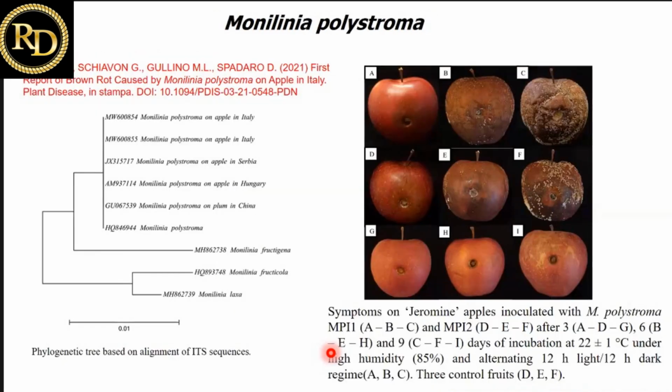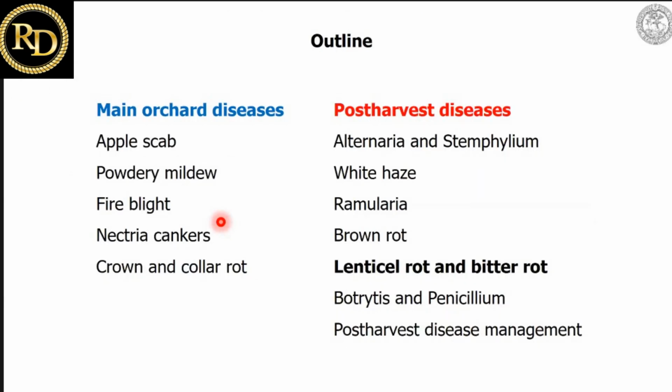And just in 2021, we reported for the first time in Italy a new species, which is Monilinia polystroma. Monilinia polystroma is very similar to Monilinia fructigena, and it has already been reported in China on plum, but not until now on apple. So this is also an emerging pathogen. Okay, so now I move to lenticel rot.